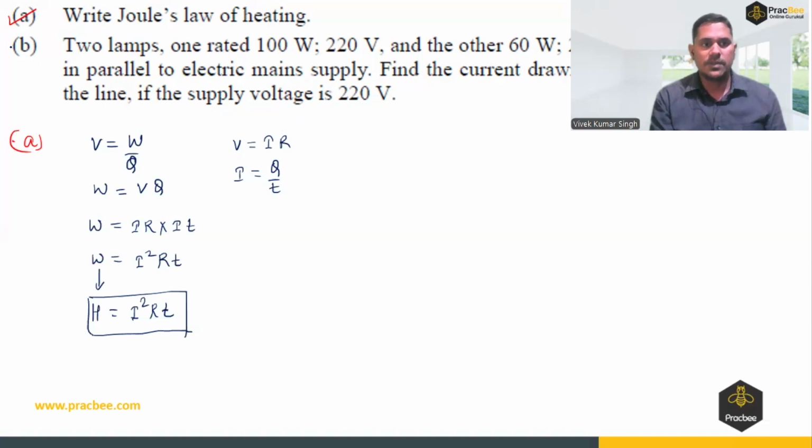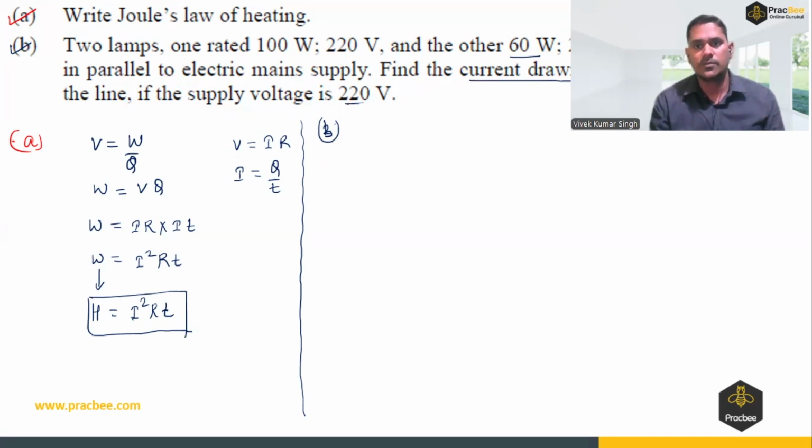Now let's see the B part of this question. Two lamps, one rated 100 watt, 220 volt, and another 60 watt and 220 volt, are connected in parallel to the electric mains supply. Find the current drawn by the two bulbs from the line if the supply voltage is 220 volt. So we have to find out the current drawn by the two bulbs. Let's see this. We know that P is equal to V into I.